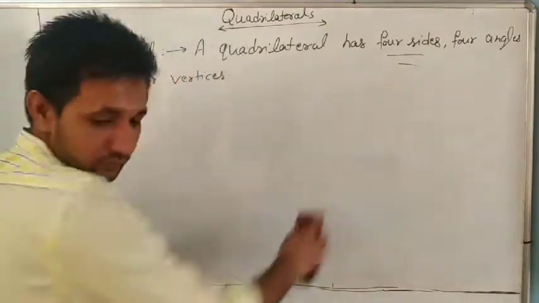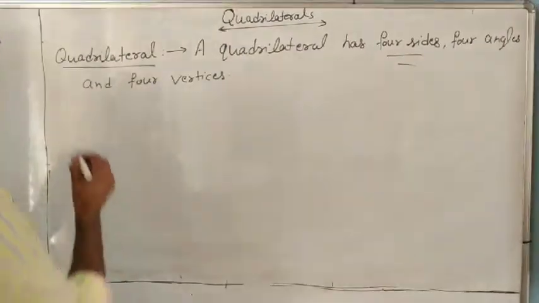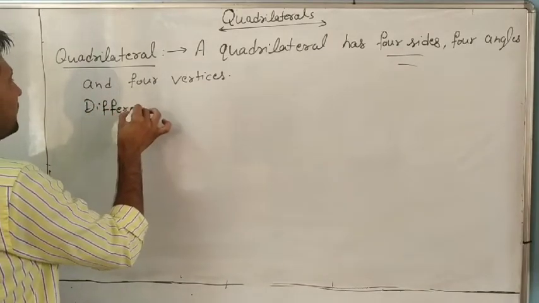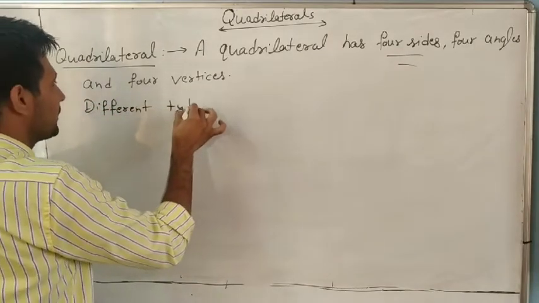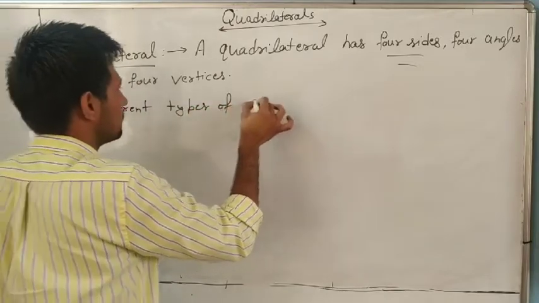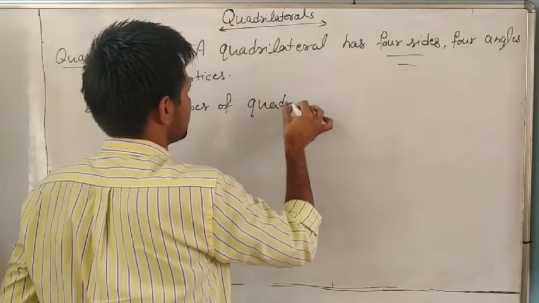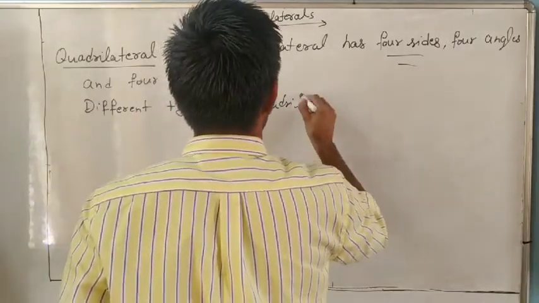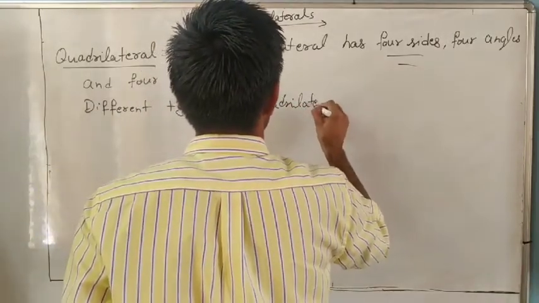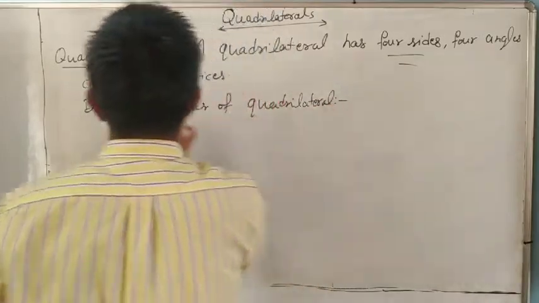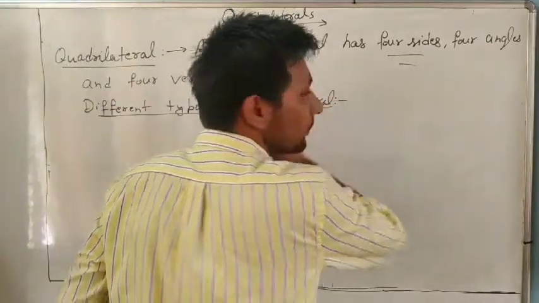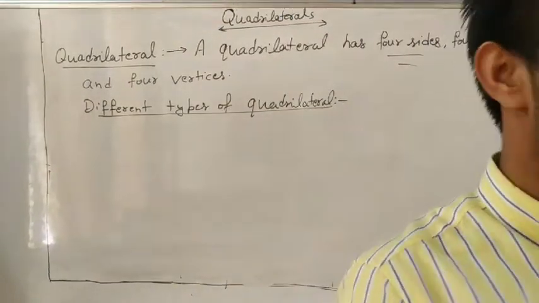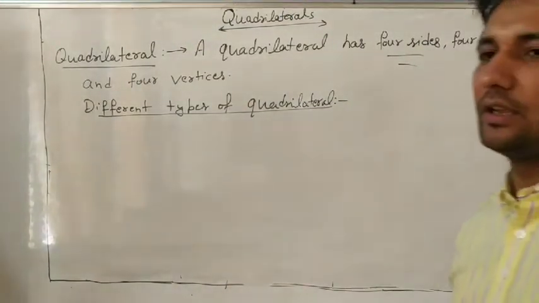Next. Now we will discuss different types of quadrilateral. There are mainly 5 types of quadrilateral. We will not discuss the 6th type of quadrilateral, kite. We will discuss only 5.